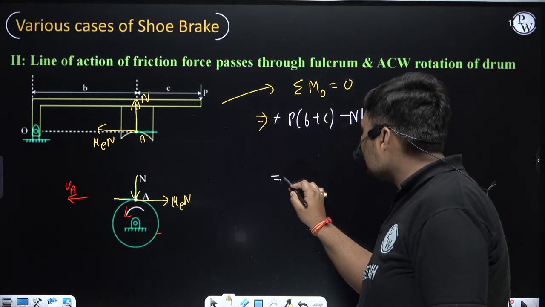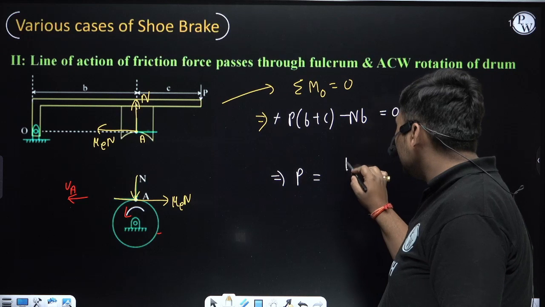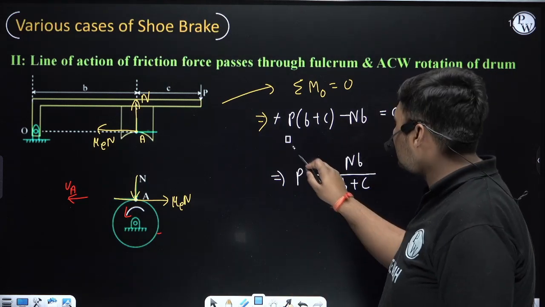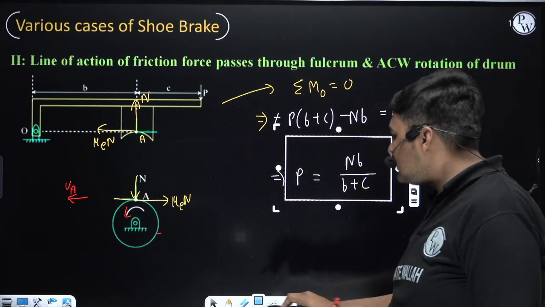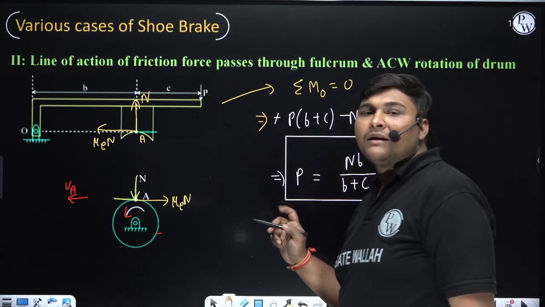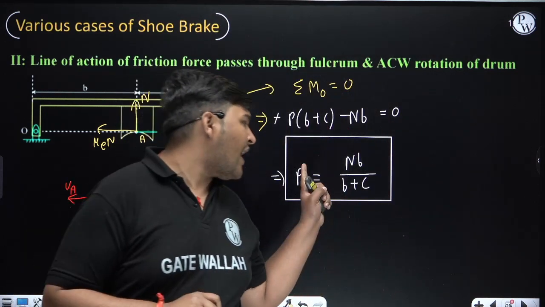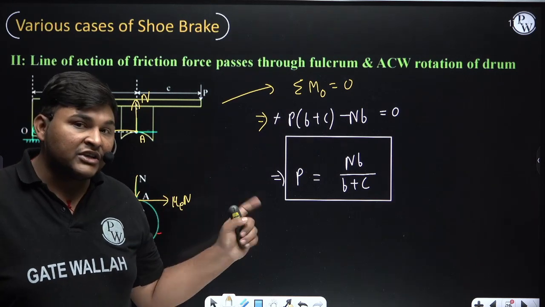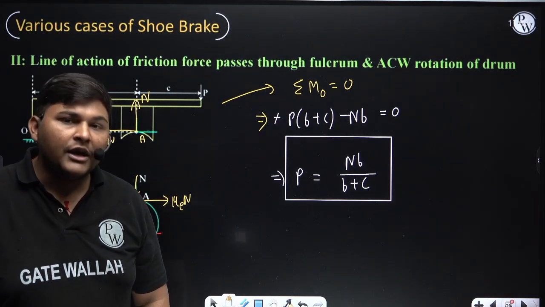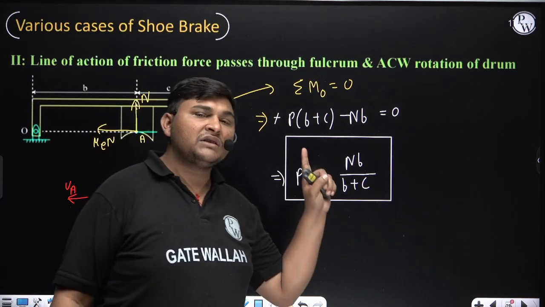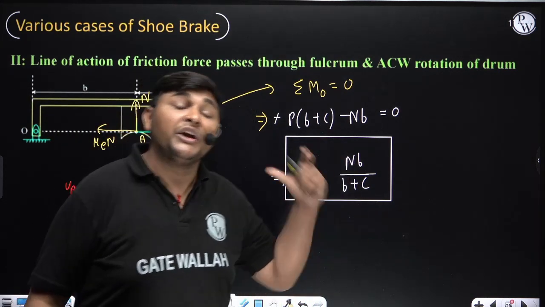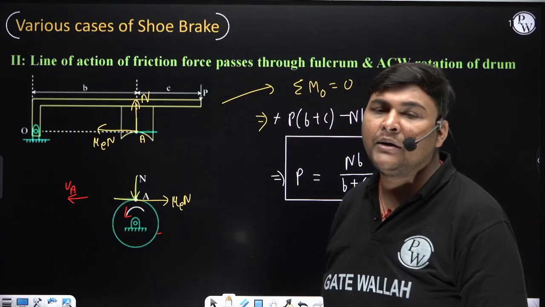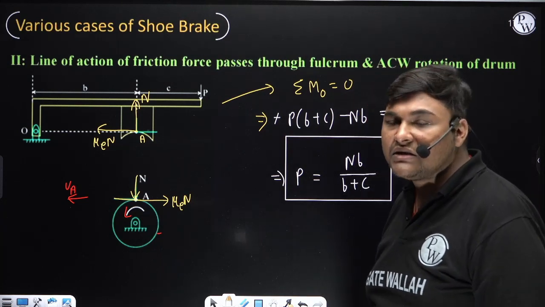From this equation, if you find the relation of effort P, it will be NB upon B plus C. Again, you need not remember this. From this equation, you can easily find this relation. But from this expression of effort P, what can we conclude? Can we conclude here that this brake is not a self-energizing brake? Why, sir? Because in this relation, no friction term is coming which is trying to reduce the braking effort. And since friction is not reducing the braking effort, again this brake is not a self-energizing brake.